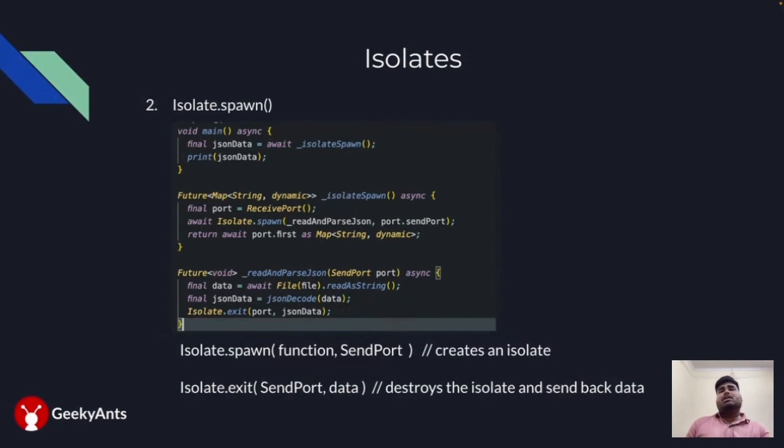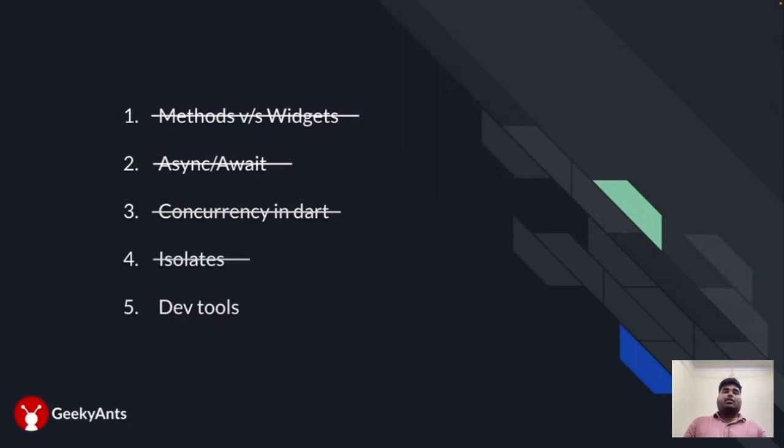So we have talked about async await, methods, widgets, methods versus widgets. We have talked about concurrency. We have talked about isolates. So the question comes of when to use them. How do we know that this portion of the app is taking too much time? This portion is creating the jank. This is the issue where we have to look, that this API is sending a very large JSON as a response. So for that, let's get to our next topic, DevTools.